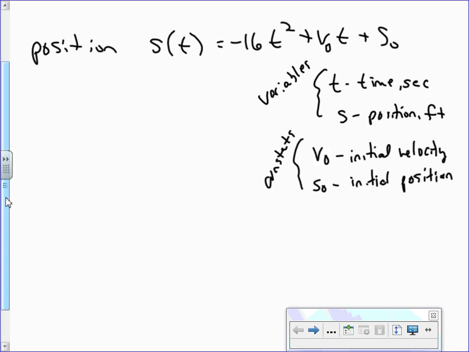Just a side note right here, I think y'all probably already know this, but when we say initial, that means time is 0. Okay, that means if t is 0, these are our initial values.